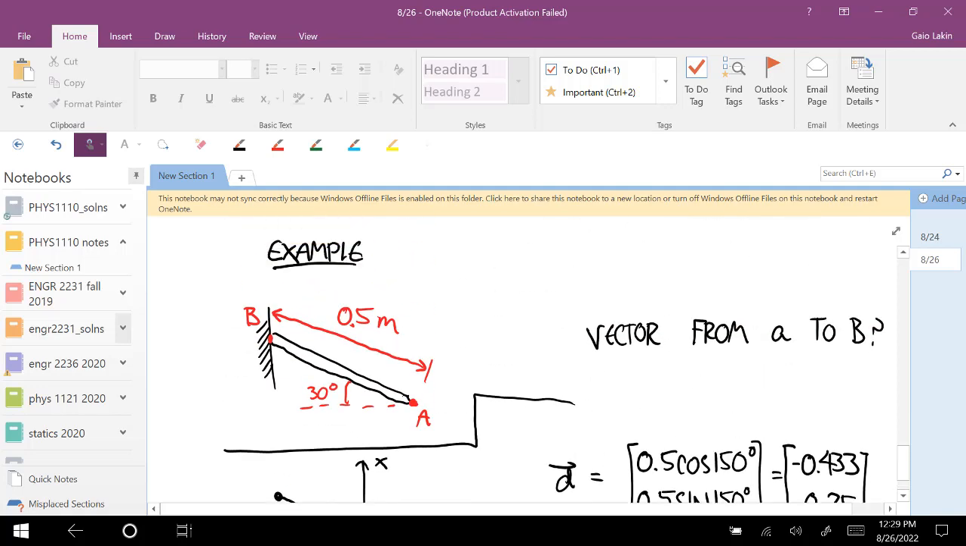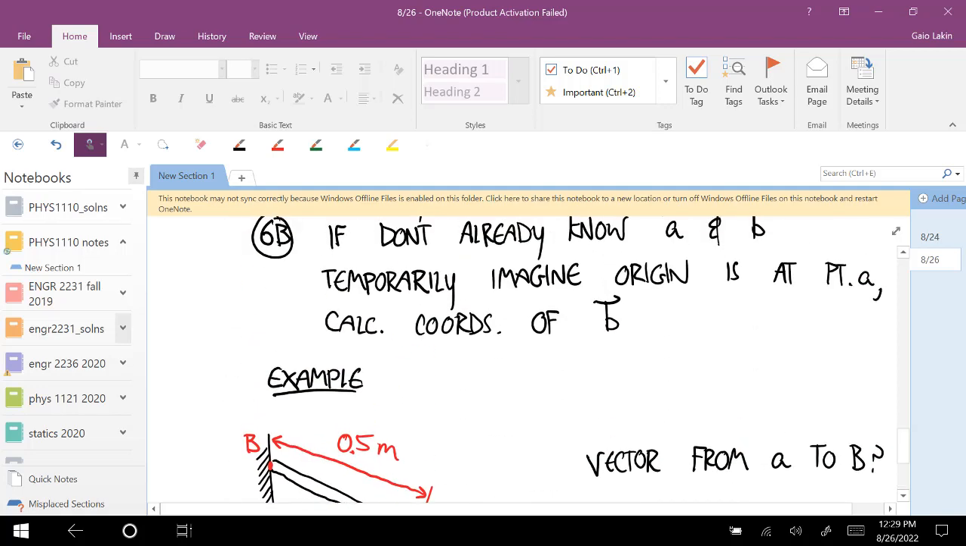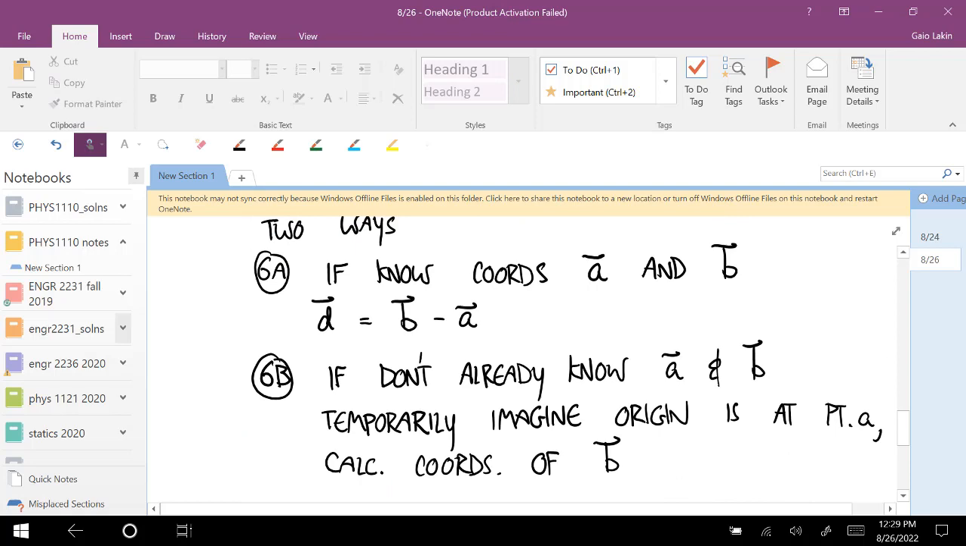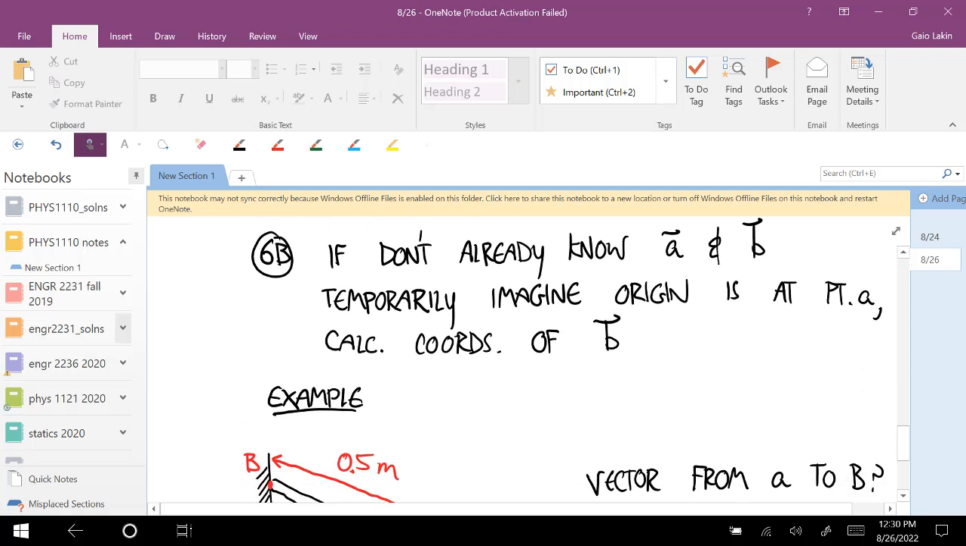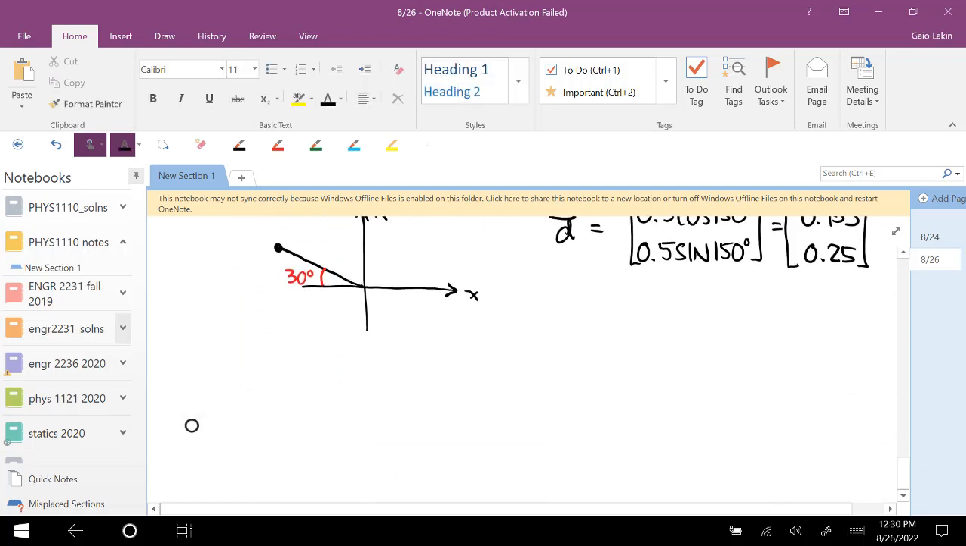Okay, so this was calculating a vector from one point to another point. An extension of that we're going to use all the time, number 7, is calculating a unit vector in a given direction. Did I already do that?